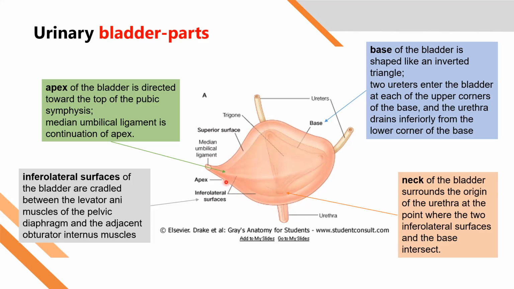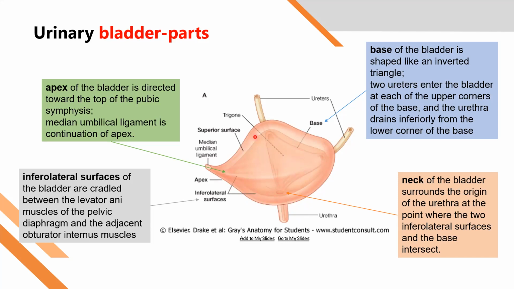The apex of the bladder is directed towards the top of the pubic symphysis. The median umbilical ligament is a continuation of the apex. And then you have the base. The base of the bladder is shaped like an inverted triangle.